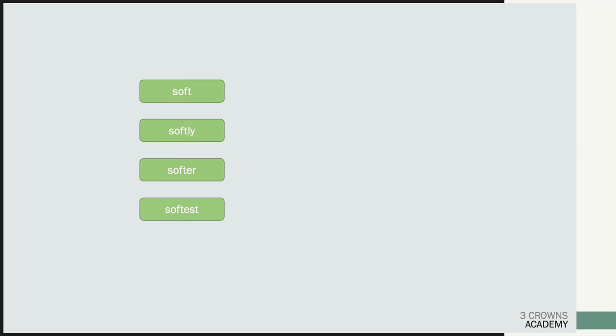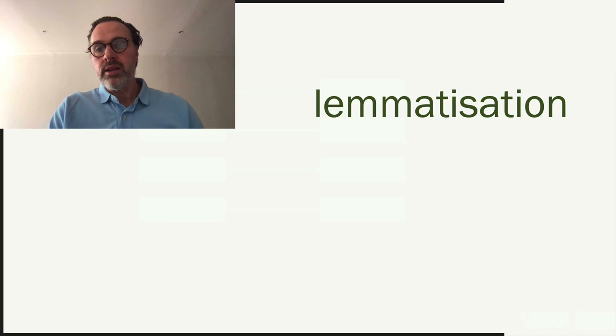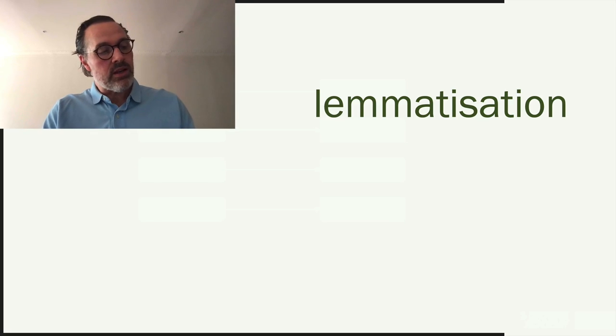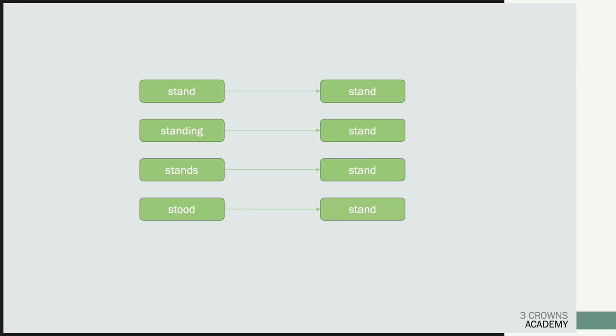We can do the same thing with non-verbs: soft, softly (adverb), softer (adjective form), softest. We would reduce those all back to soft, which is pretty good. But there's a related concept, and this one is more complicated and requires a bit more sophistication in the libraries you're using. With lemmatisation, we actually take the words back to their dictionary root. Stand stays the same, standing becomes stand, stands becomes stand, all the same, but stood now feeds back to stand. So it's a better way of finding out the intent in a word.